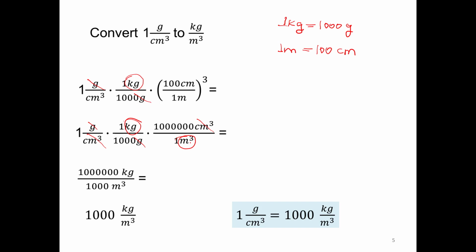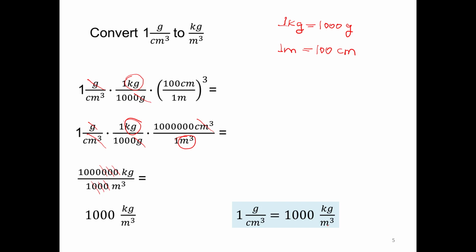Yes, this is what we want. And then we multiply the numbers on top. We had 1 million. We multiply the numbers in the denominator. Yes, it's like fractions. We had 1,000. And if you divide, you will get 1,000. You can just cancel out this 3, 1, 2, 3, and you will have 1,000. This is why 1 gram per cubic centimeter is equal to 1,000 kilograms per cubic meter.